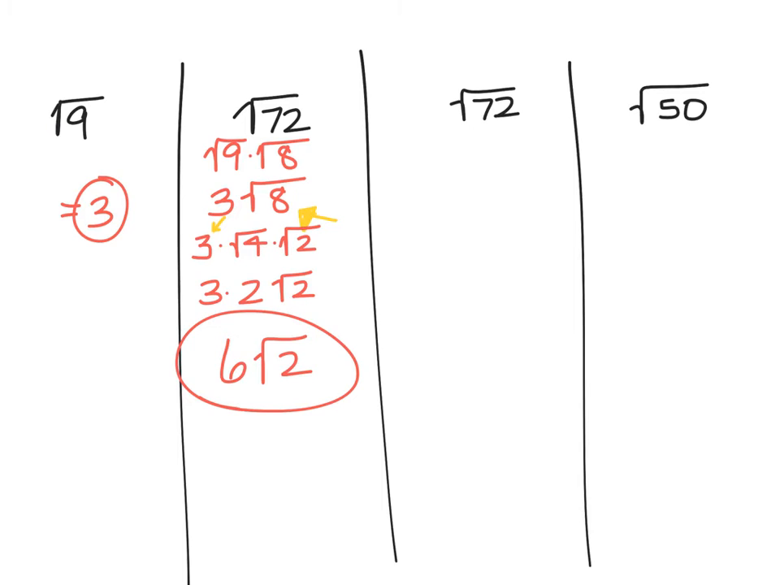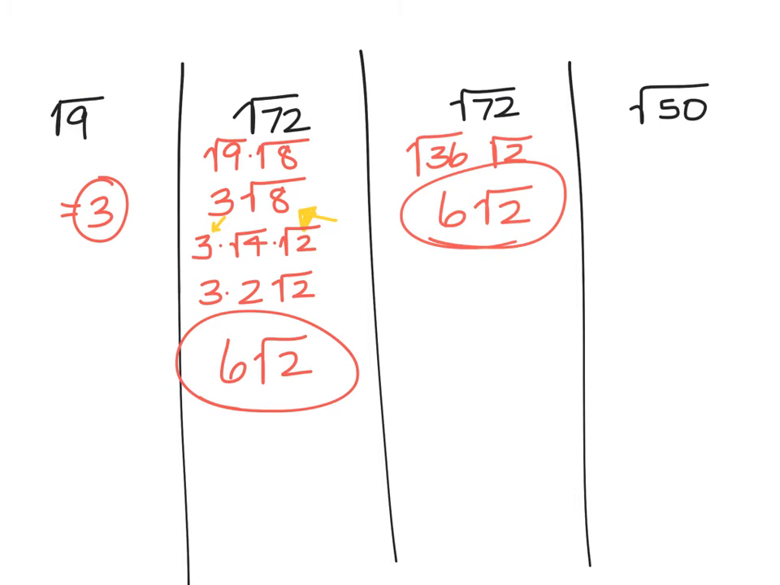If you didn't know that there was a bigger perfect square, there is one. There's a bigger perfect square that goes into 72, and it's 36. 36 times 2 gives you 72. And I know the square root of 36 is 6, so this is 6 square root 2.